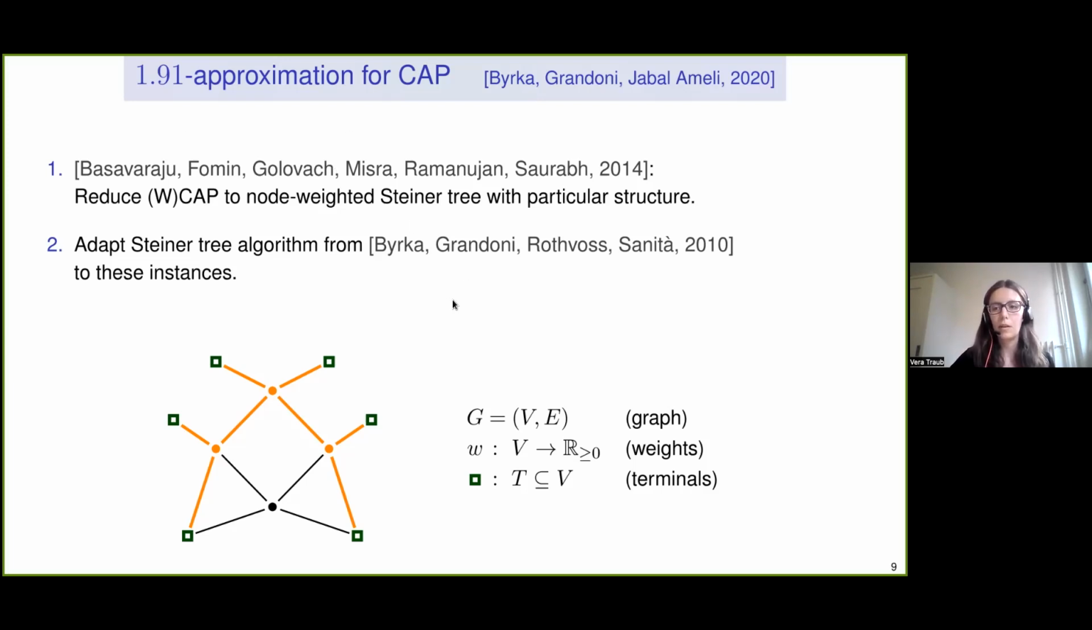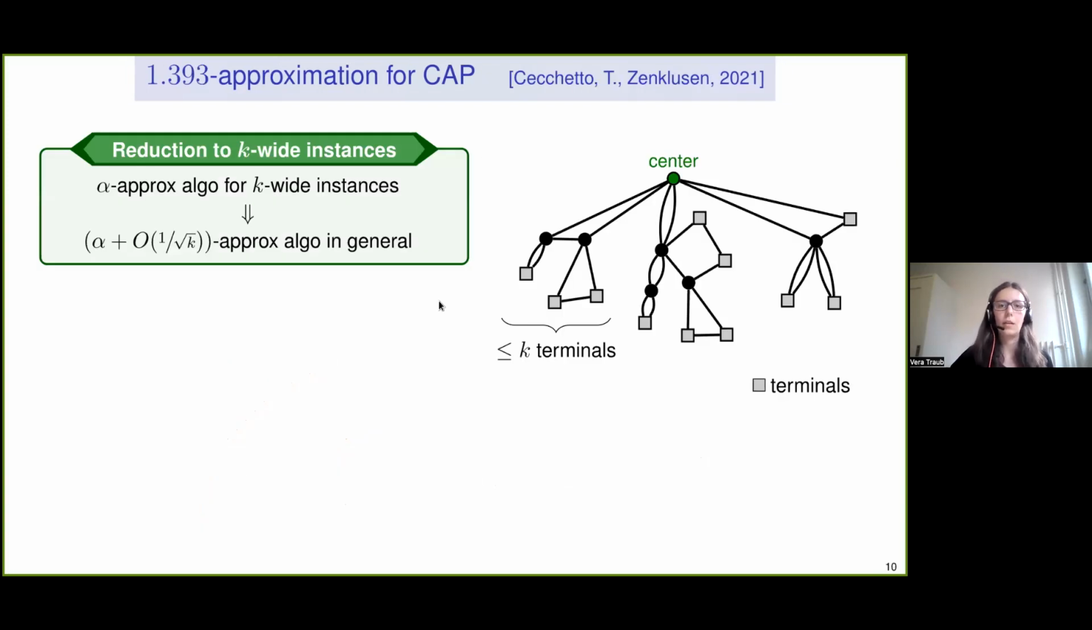So this was, on a high level, the technique that they used. Now, the second better-than-2 approximation for CAP that we know, which is joint work with Federica Cecchetto and Rico Zenklusen, follows more like the approaches that led to the best known approximation guarantees also for the tree augmentation problem. And so this works essentially in 3 steps.